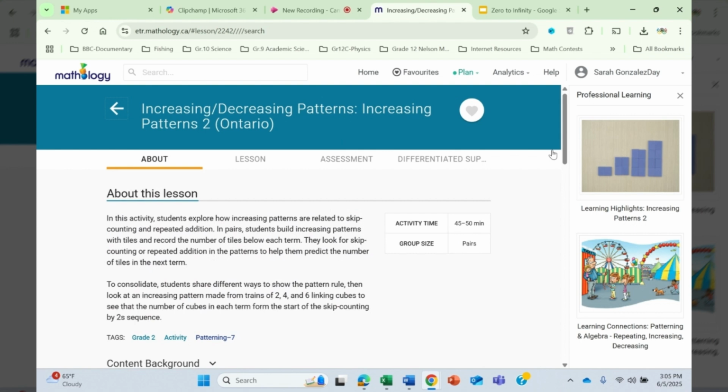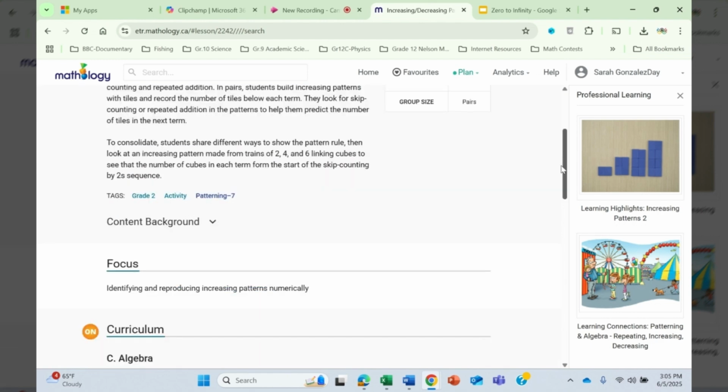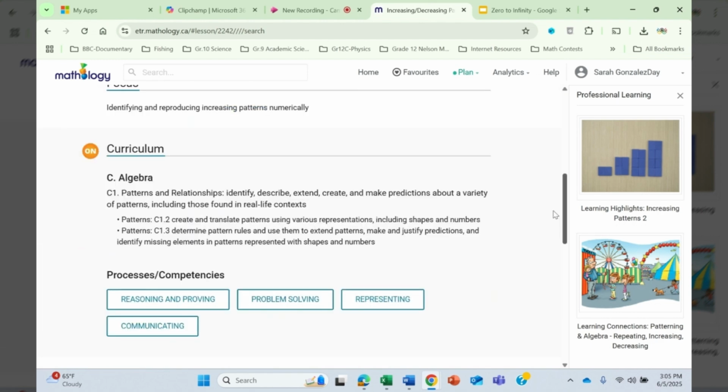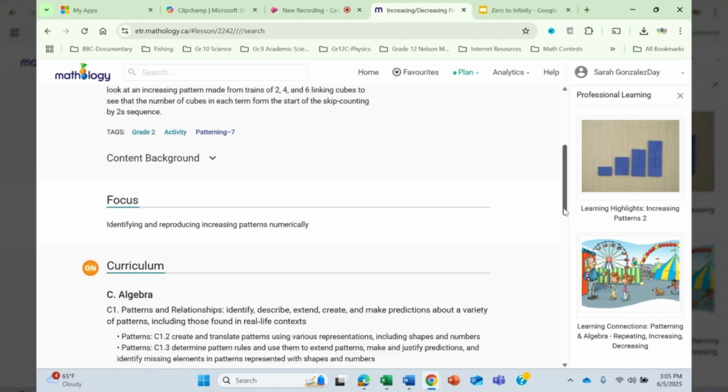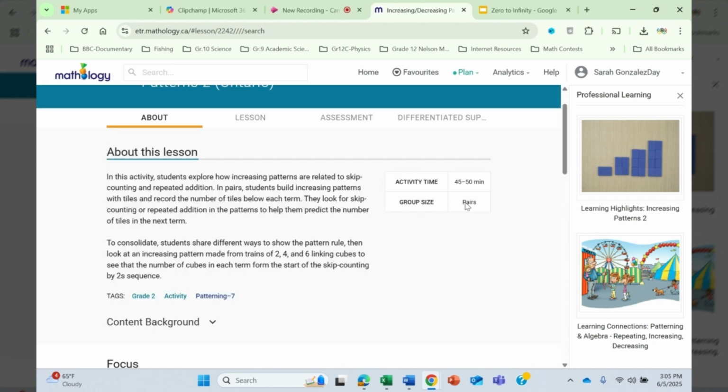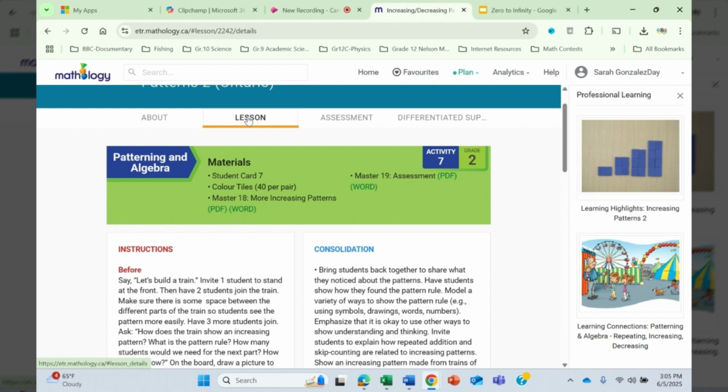So when you go into a lesson, it opens up in this About tab, and that gives you some background information about the lesson. Some important stuff you might want to look at are what curriculum expectations the lesson is addressing. There is a focus for the lesson, which you could reword into a learning goal for your students. And then the amount of time that the lesson will take is up here in the right corner. And then all of the stuff you need to teach the lesson is found under the Lesson tab.